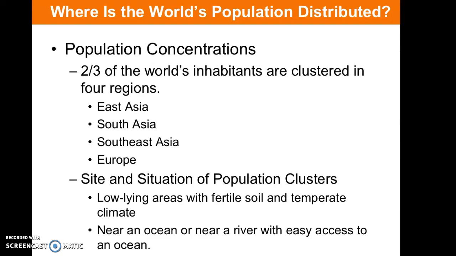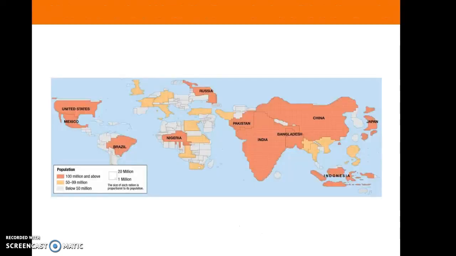And these places are all near oceans or near rivers, so they have access to an ocean. And that allows movement and trade. So people tend to settle where there's access to places to grow food and where there's access to water so they can trade for goods that they need.